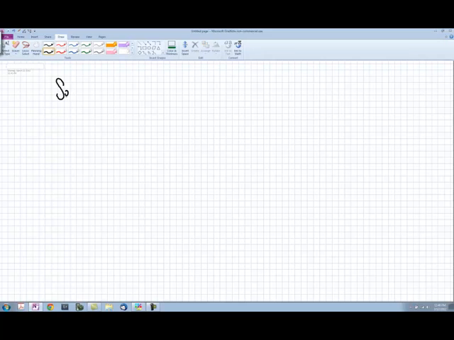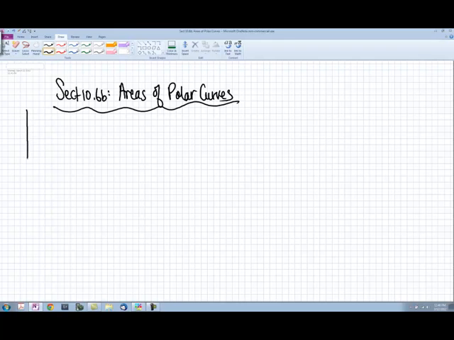All right, we're going to work on section 10.6b, areas of polar curves. So we're going to start off by looking at our xy axis, which could also be called our polar axis. Theta equals pi over 2 for the y-axis. But let's say we have some curve. We're going to call this f of theta.